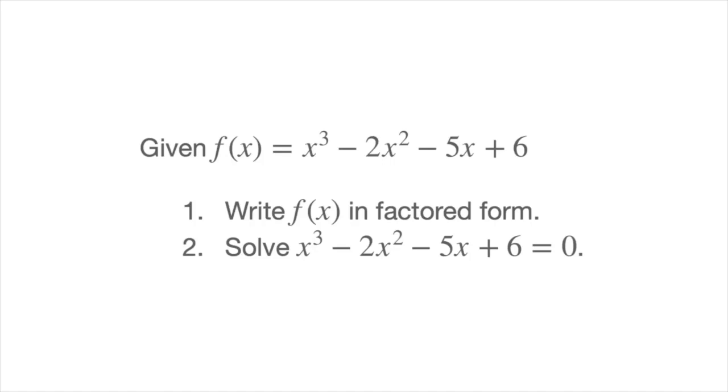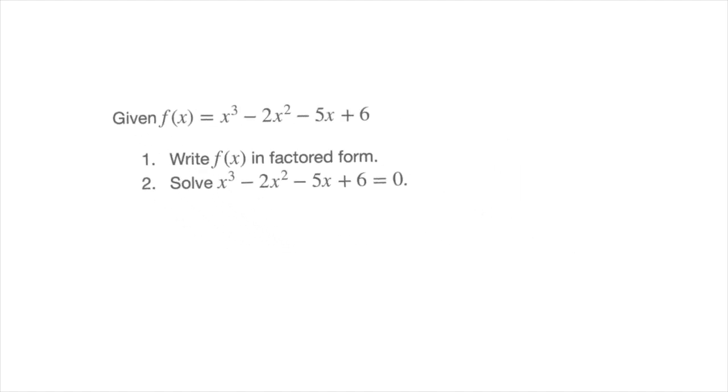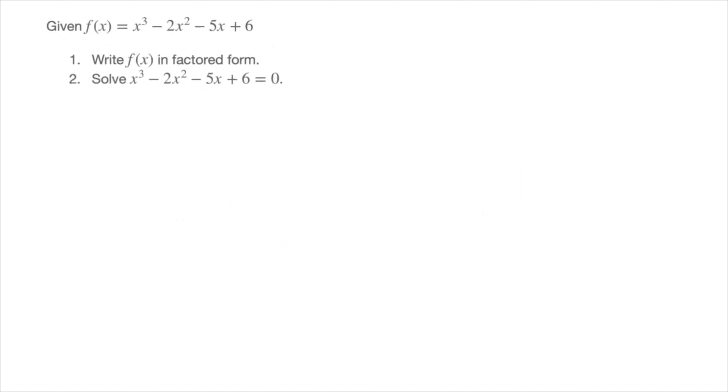We're given f of x, which equals x cubed minus 2x squared minus 5x plus 6, and we're asked to, 1, write f of x in its factored form, and secondly, we need to solve x cubed minus 2x squared minus 5x plus 6 equals 0. So I'll start by moving the question to the side, like so. Now the function that we're dealing with here is f of x, which equals x cubed minus 2x squared minus 5x plus 6. And so we'll start with question 1, that is, write f of x in its factored form. So I'll just put a little 1 here.